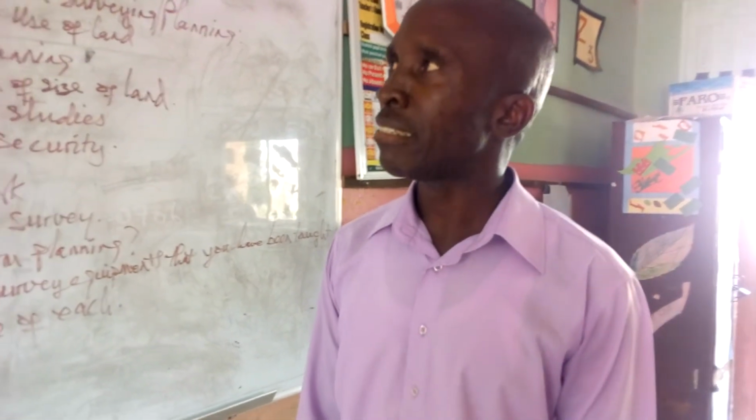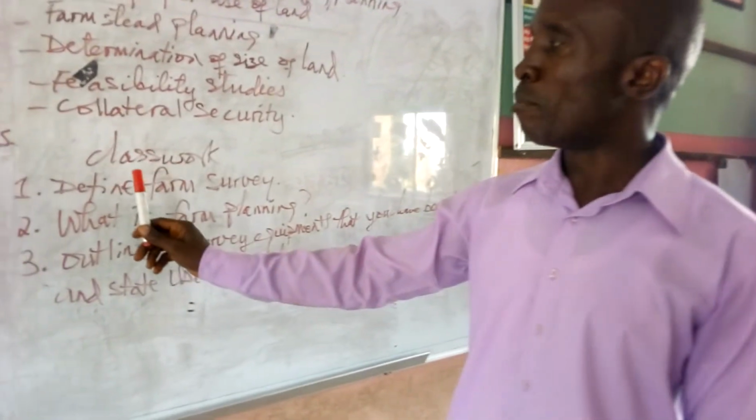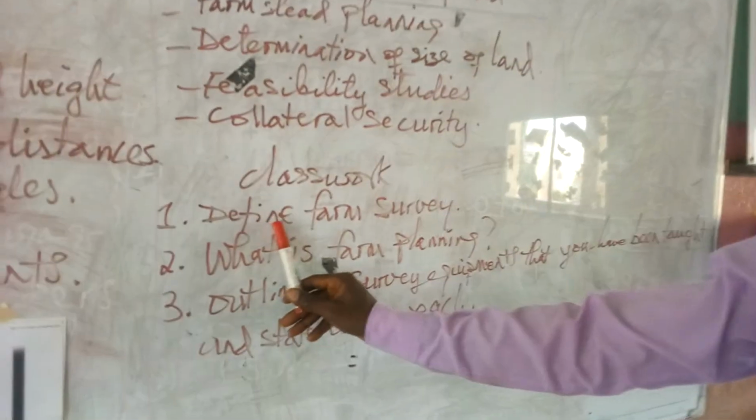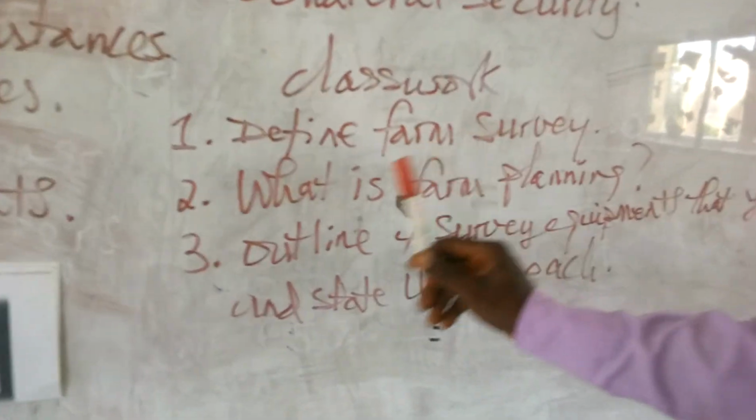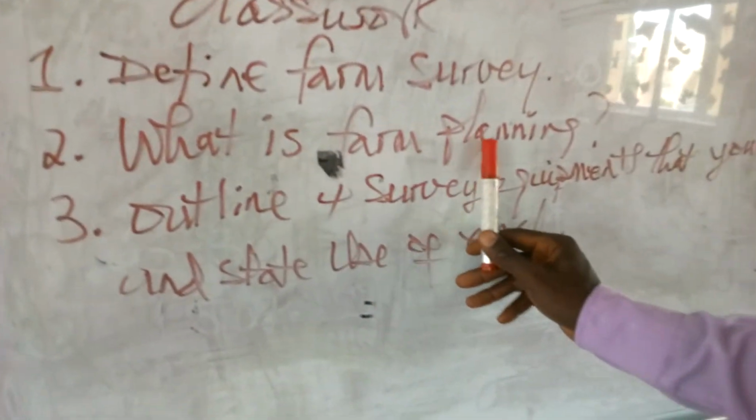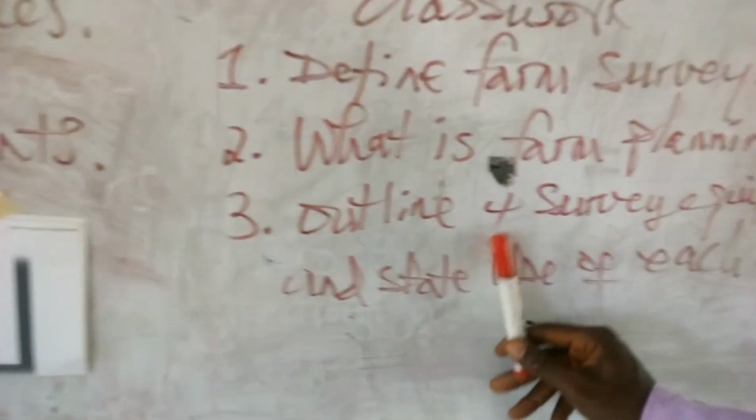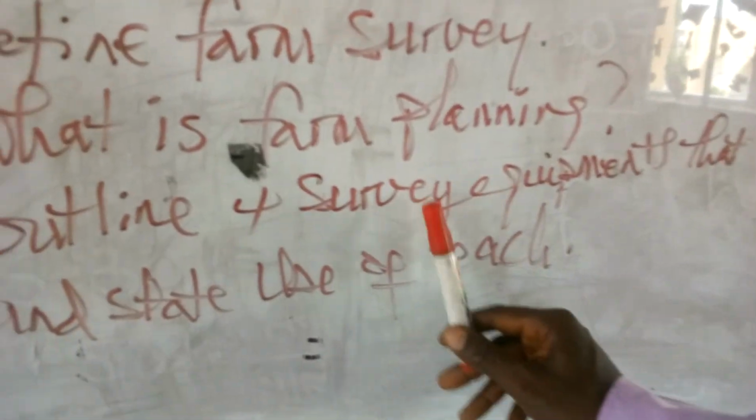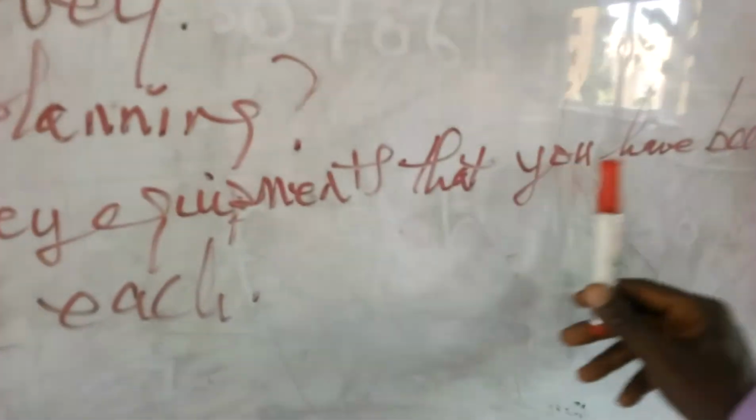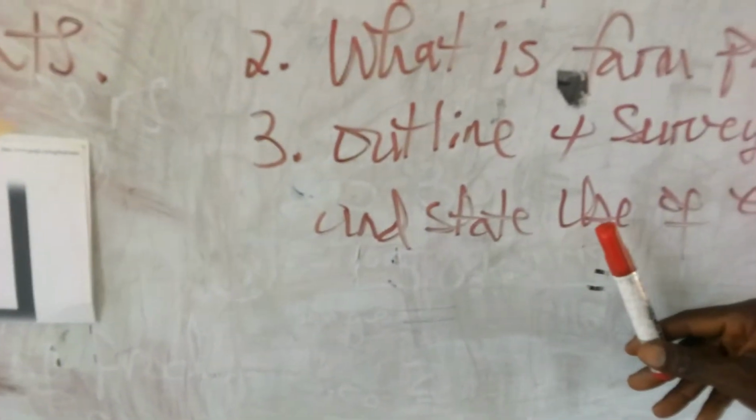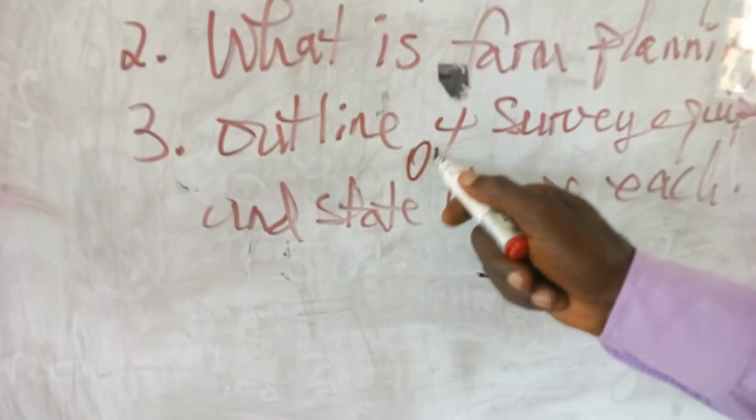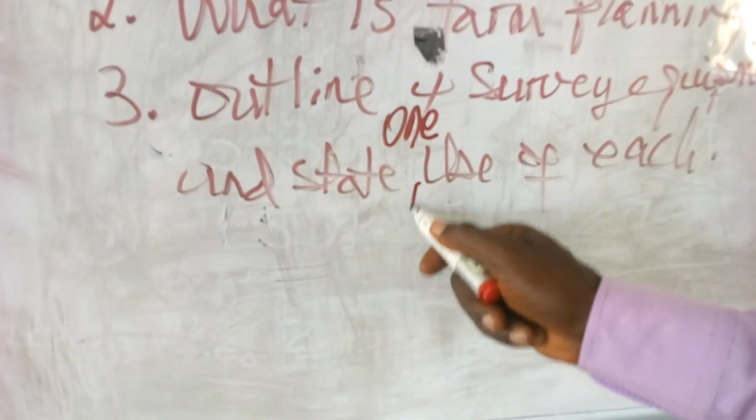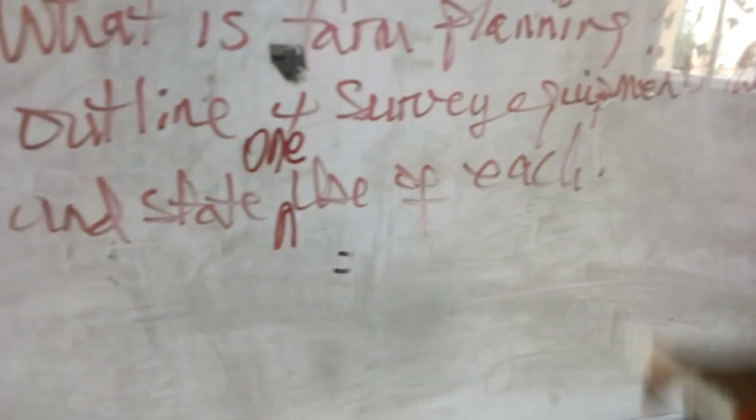Thank you very much. That's the end of the lesson. But endeavor to answer these questions for me. Number one, define farm surveying. Number two, what is farm planning? Number three, outline four survey equipment that you have been taught, and state one use of each.